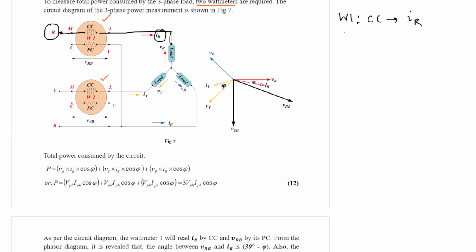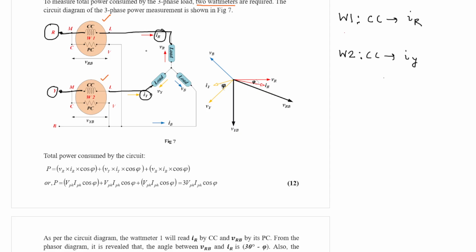Similarly, if you consider wattmeter 2, this is Y phase, so current coil of wattmeter 2 is connected in series with Y phase, just like this. So it measures phase current of Y phase only. So wattmeter 2 has got a current coil, and it measures nothing but phase current IY.